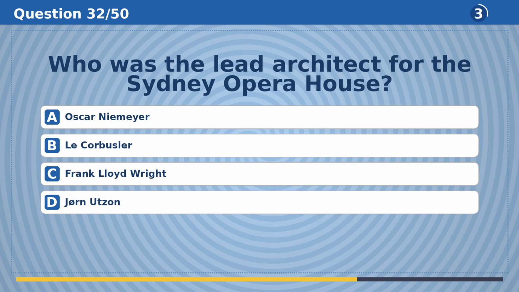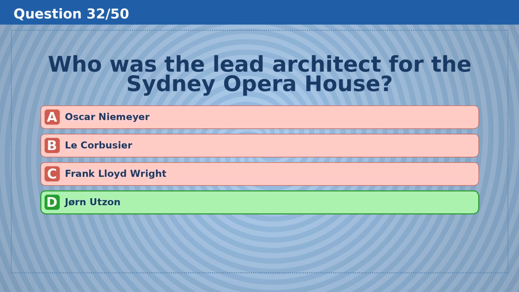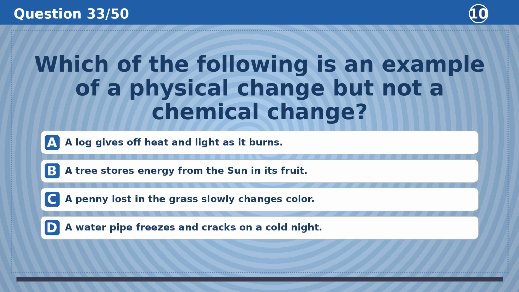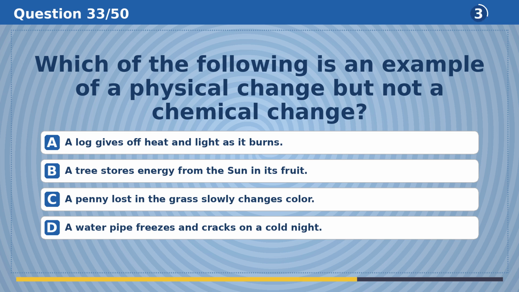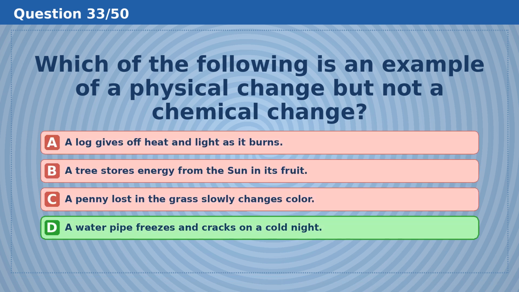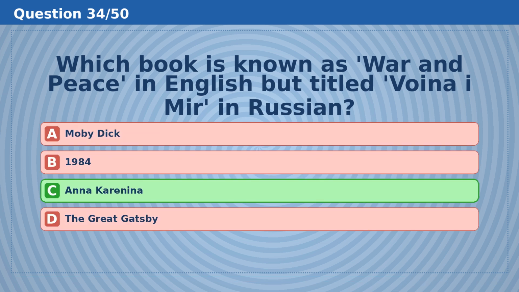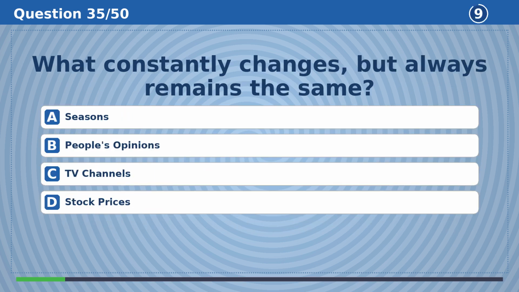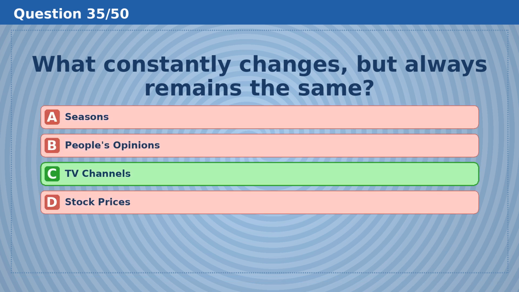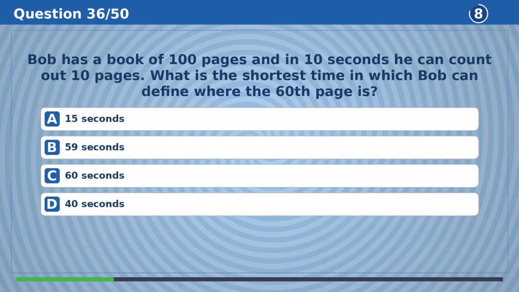Who was the lead architect for the Sydney Opera House? The answer is D. Bjorn Usson. Which of the following is an example of a physical change, but not a chemical change? The answer is D. A water pipe freezes and cracks on a cold night. Which book is known as War and Peace in English, but titled Vojna I mir in Russian? The answer is C. Anna Karenina. What constantly changes, but always remains the same? The answer is C. TV channels.